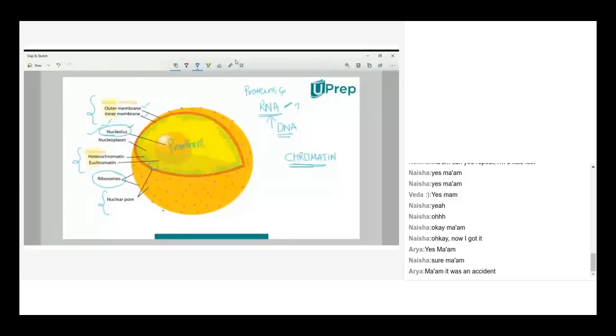Other than that, the most important one is the chromatin. Chromatin is nothing but a thread-like structure found in the nucleus. What is this thread-like structure? Why is it very important for the animal cell? Because the most important cell organelle in the animal cell is the nucleus, because it's involved in reproduction. Now I'll explain the chromatin in detail.